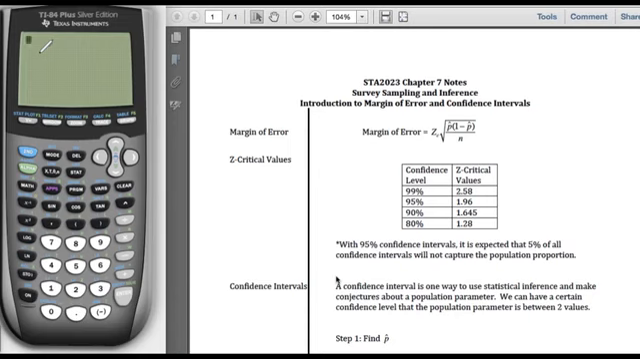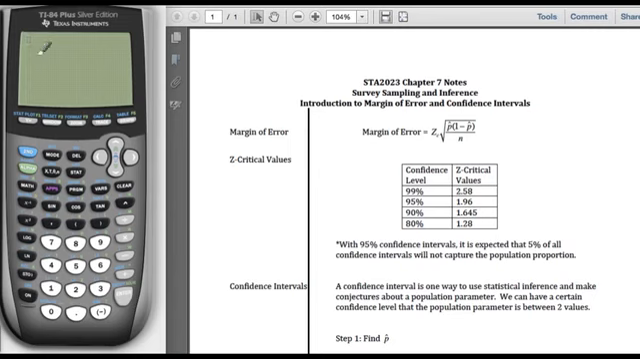So we know our samples are going to have some variation to them. The sample isn't always going to match the population perfectly. The sample could be a little bit too high above the population. It could be a little bit too low below the population, even when our sampling is done correctly. So we need to take this into account some way, and we do that with the margin of error.